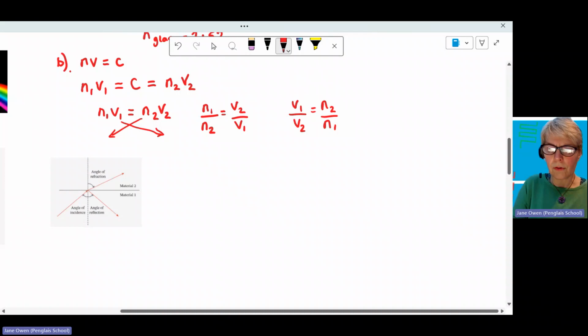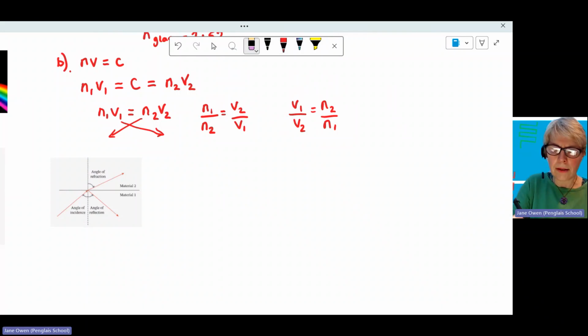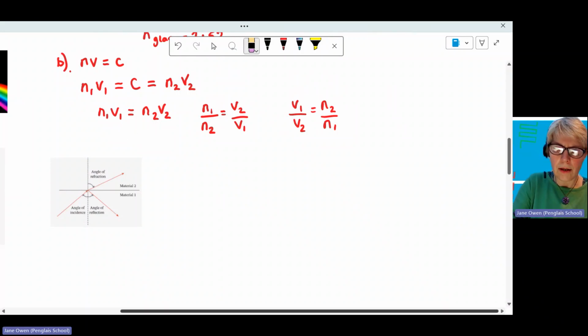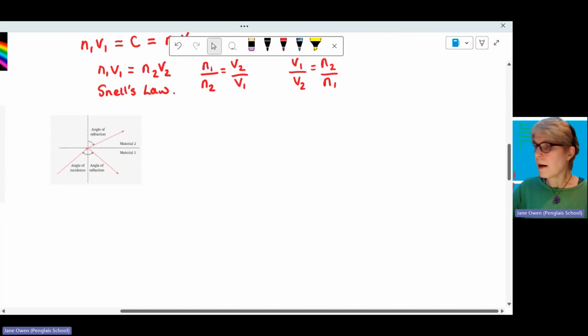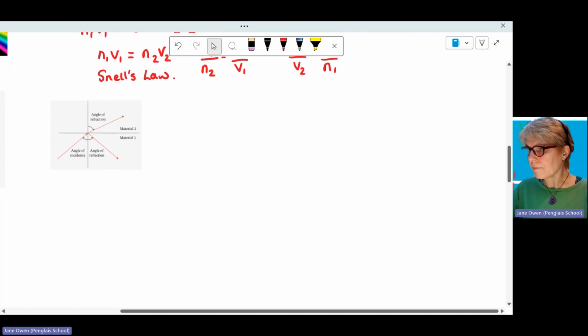Okay, so this is known as Snell's law. I'll just get rid of that and write it as Snell's law. And there's another way of writing Snell's law, which I will explain in a little bit. Okay, so we've done a little bit of B. I'll come back to that.